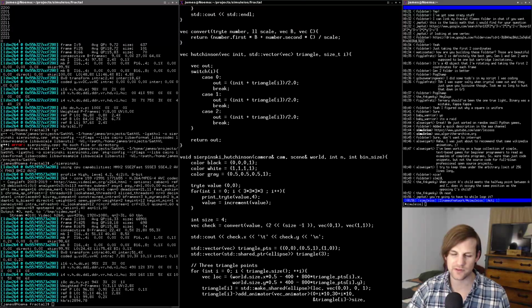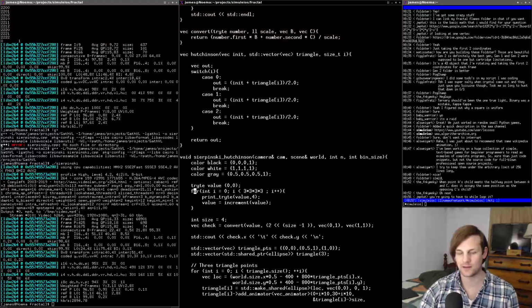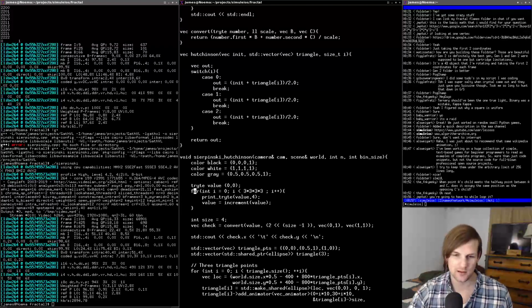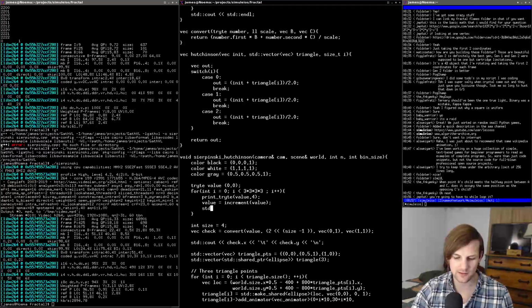Let's see, what do we have here? So for the Hutchinson operator, right now I just have print trit, and then we have this. So we should have the trit, and the value is going to be 4, and we're incrementing the value afterwards. So I also want to do std cout, and I'm going to output value dot first and new tab, and then the value dot second. I think that's what I need. And then let's go ahead and new line there.